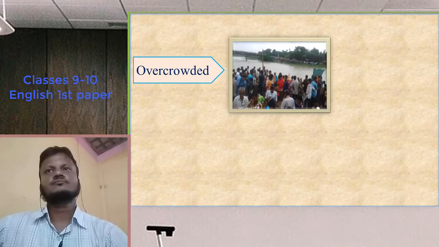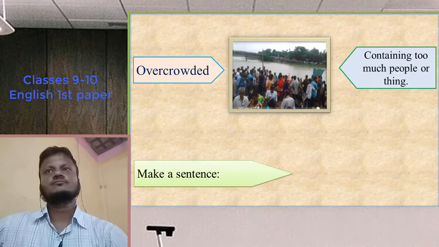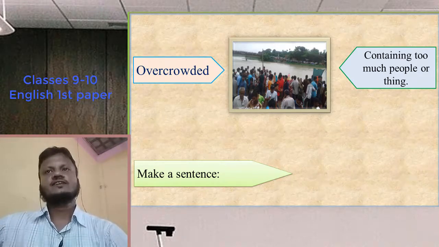Overcrowded. Too many people. Okay. If too many people are gathered together, it is called overcrowded. So containing too many people for the space.